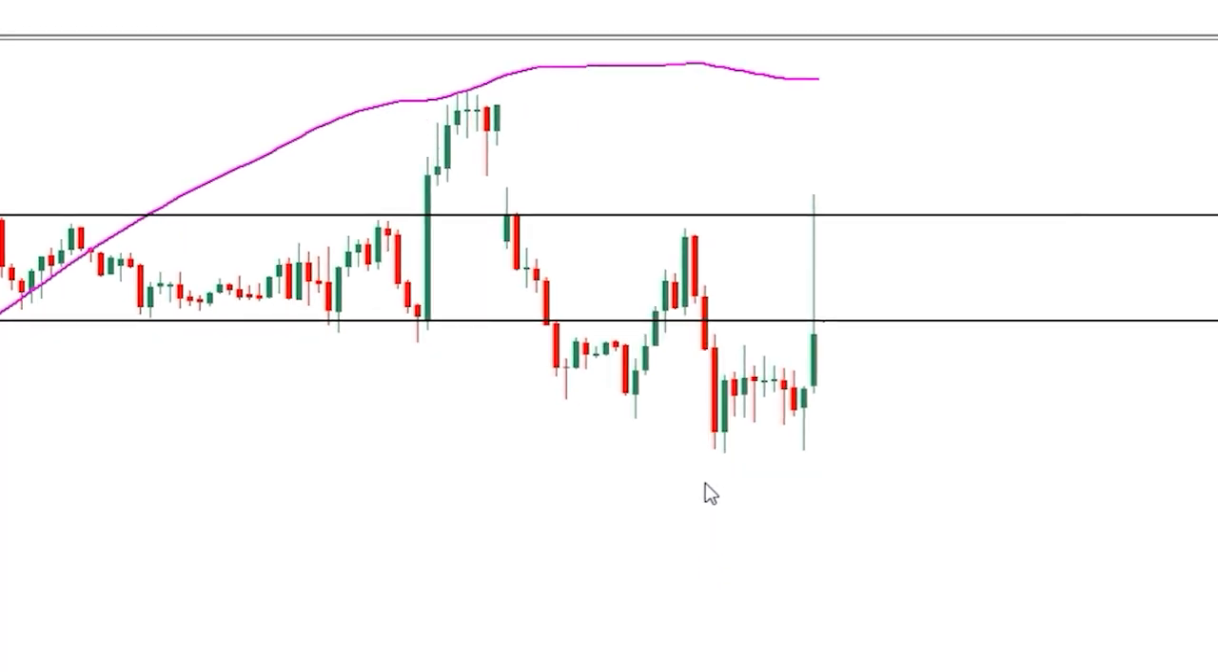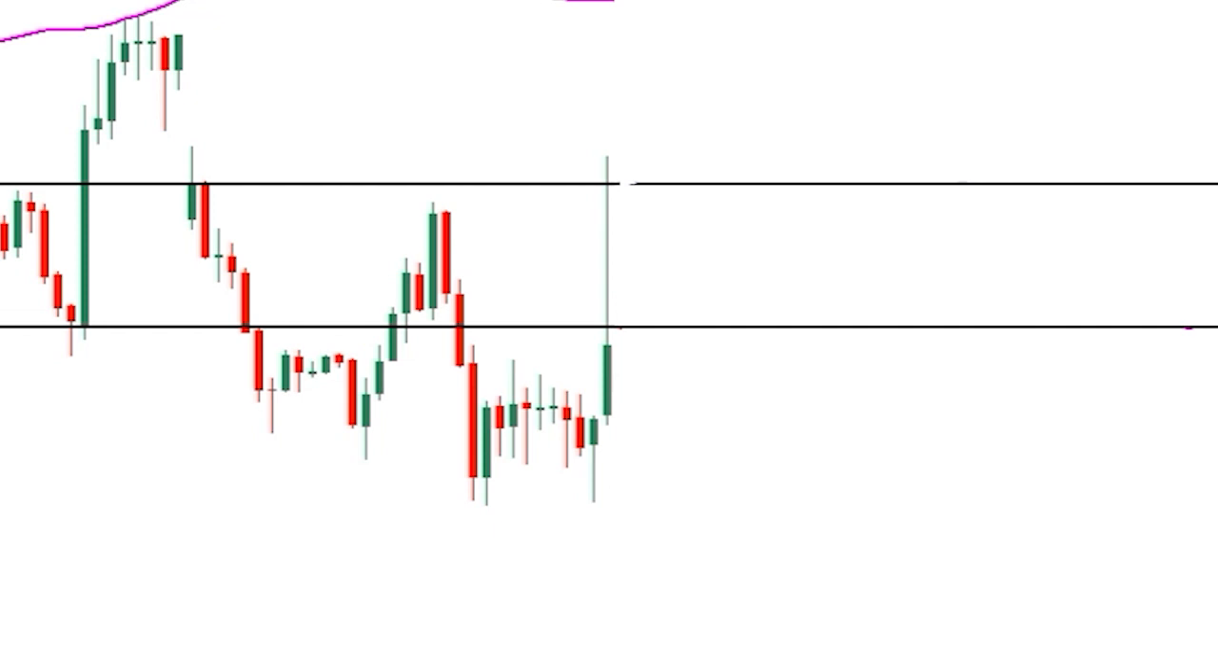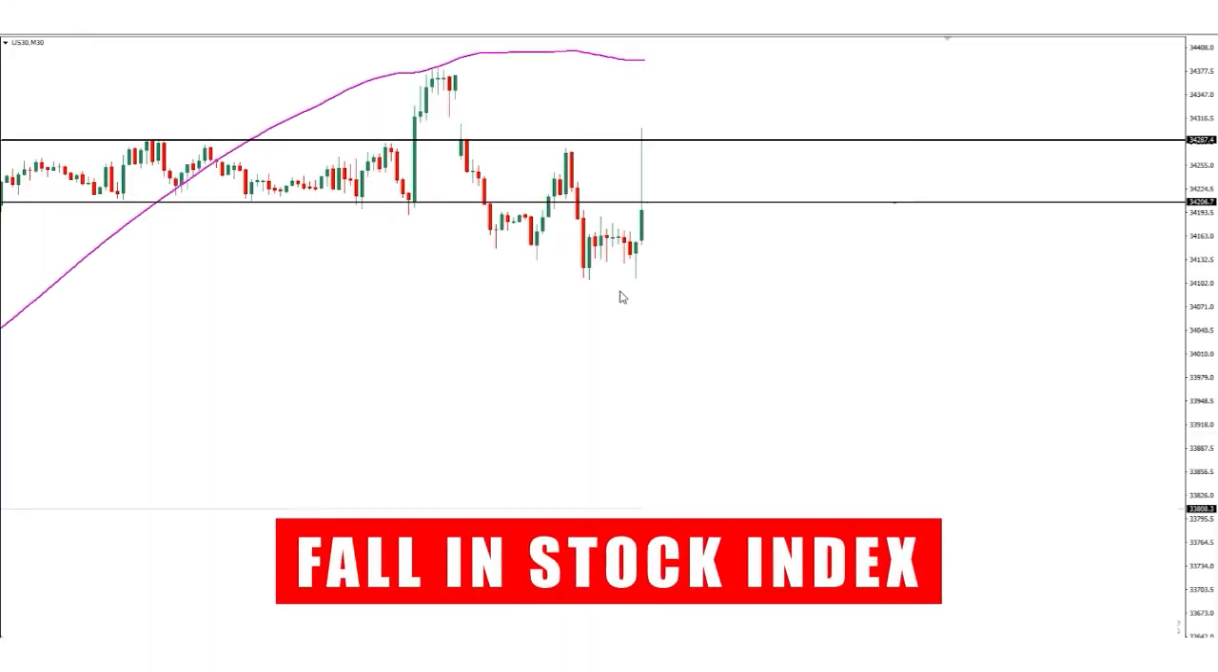We then see price break out to the downside, and eventually we see buyers attempt to push prices higher once again, but are rejected, as you can see, by this massive wick to the upside of this candle. This could indicate that there could be a fall in price of this currency pair.